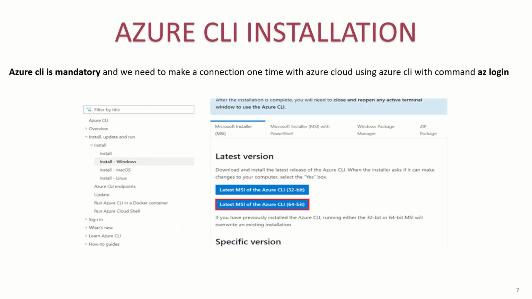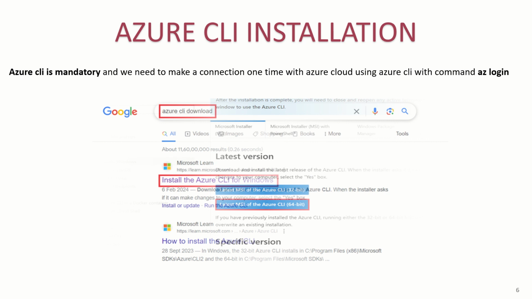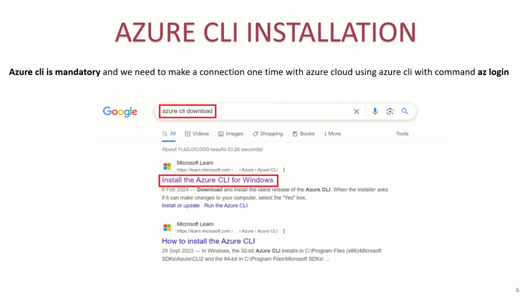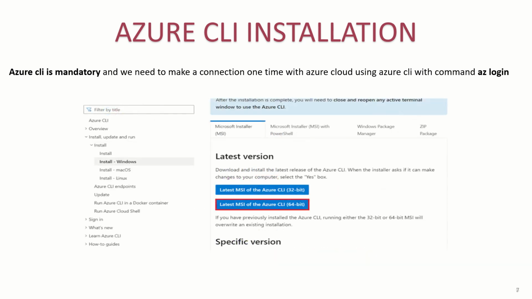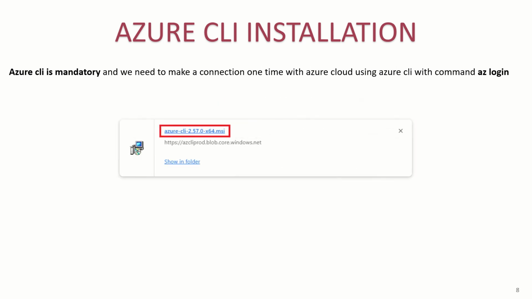We just have to search on Google for Azure CLI download, and then select Install the Azure CLI for Windows. If we are using Windows, we can select this option, and after that go with the latest MSI of Azure CLI 64-bit. Once we click on it, this MSI will get downloaded, and we just need to double click and Azure CLI will get installed.